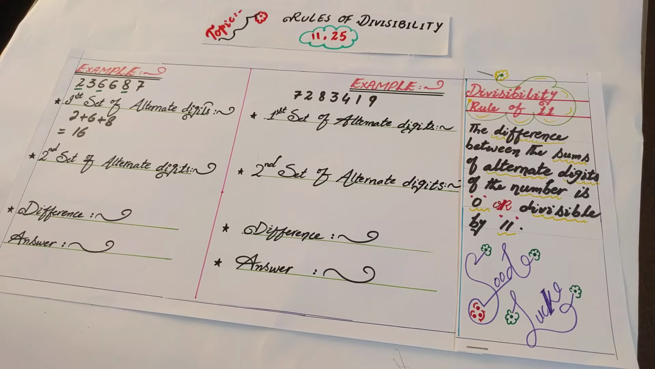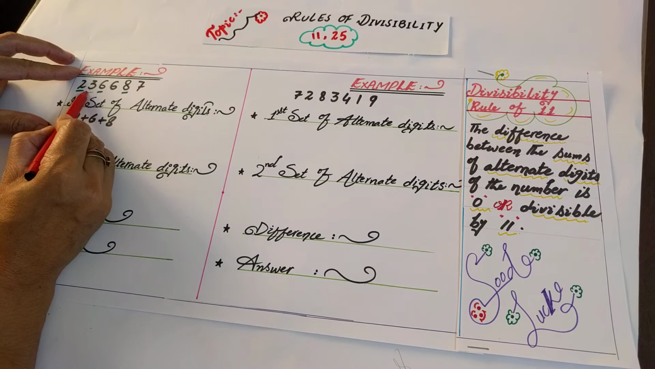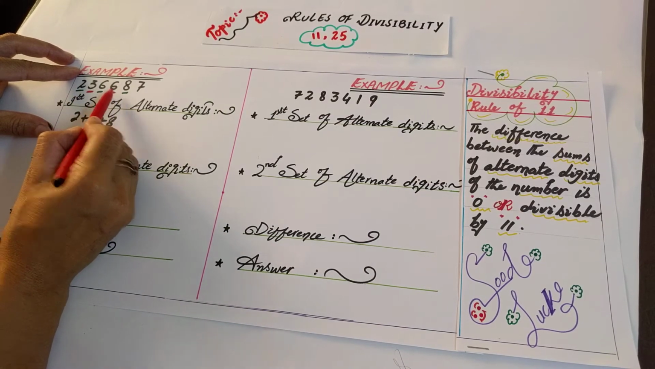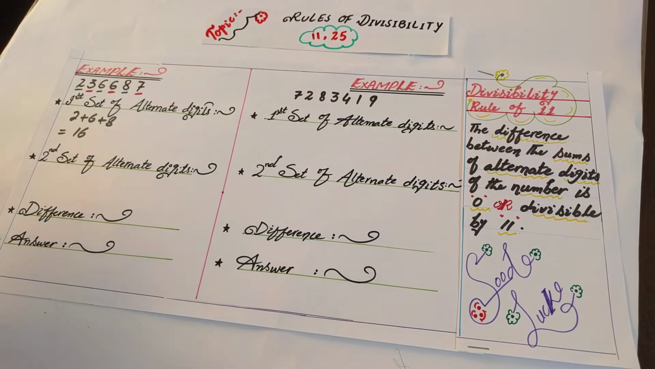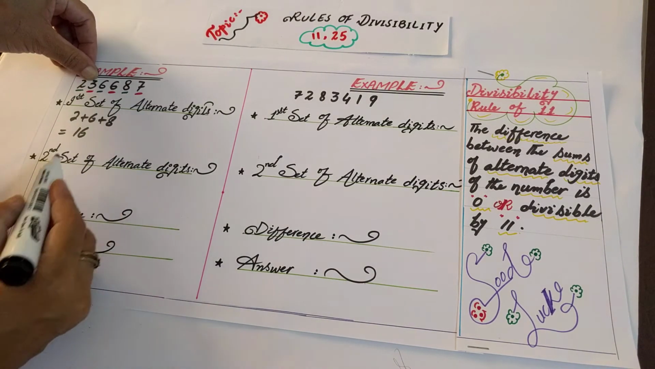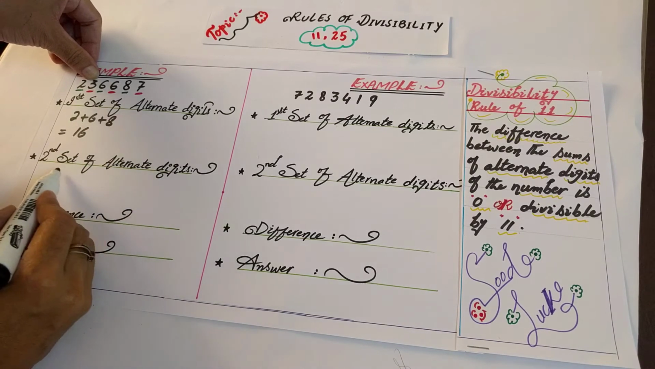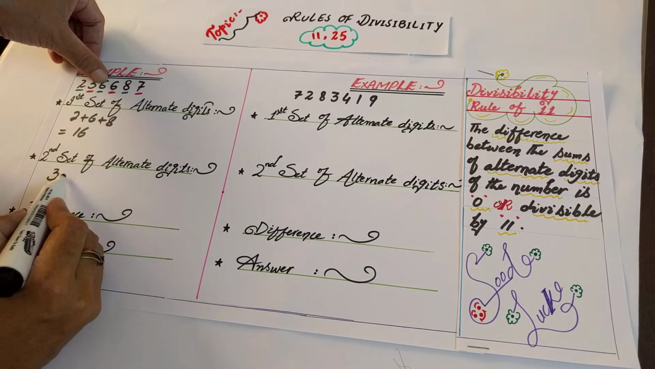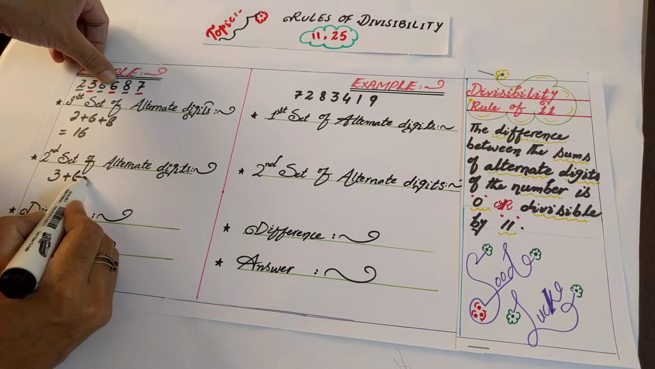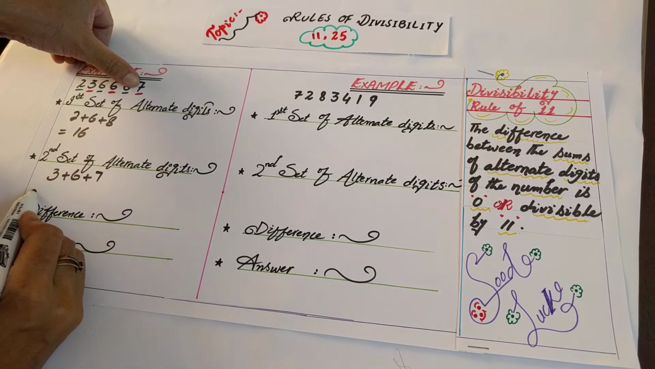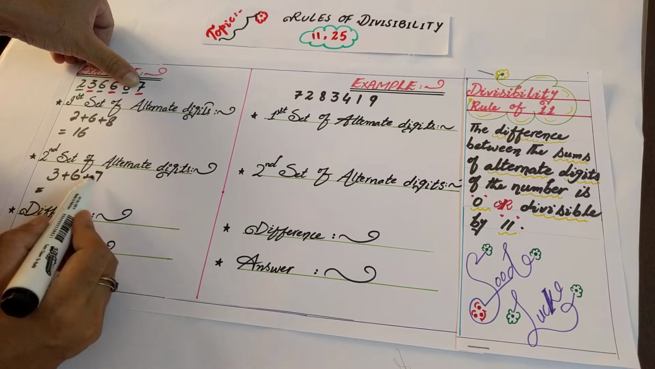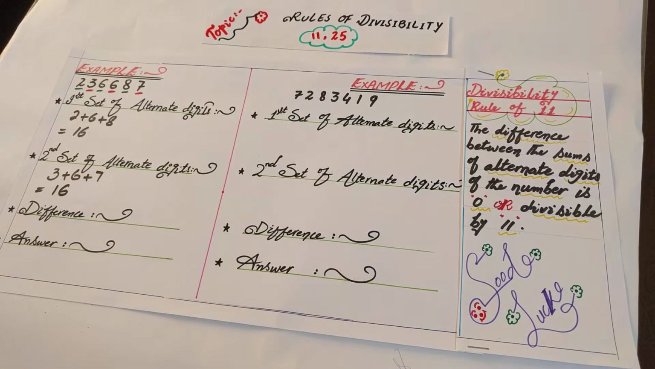Now we will find the set of other alternate digits, the left digits, 3, 6 and 7. These are the other alternate digits and we have to find the sum. Again the second set of alternate digits, 3 plus 6 plus 7. 6 plus 3 is 9. 9 plus 7 is 16. Now the answer of the second set of alternate digits is 16.